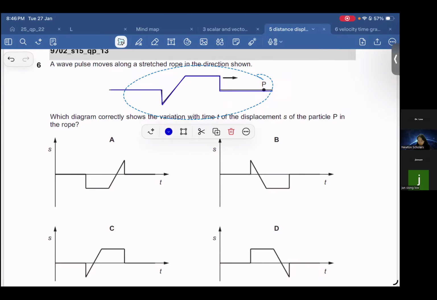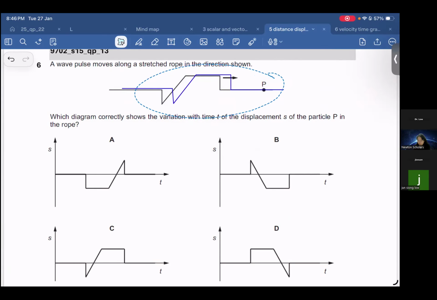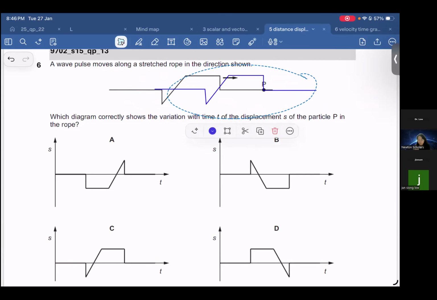Okay, still confusing. Okay, dear, you look at me. So at the first part here, when the pulse is moving, actually P is not moving. So for the first part, all is not moving. No distance travelled for point P. This one okay? But then after that, when suddenly the pulse comes here, this point will go up. This one is confirmed wrong. This one is confirmed wrong. Only B and D are correct. So until here, is that clear?